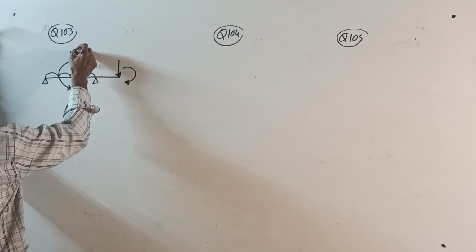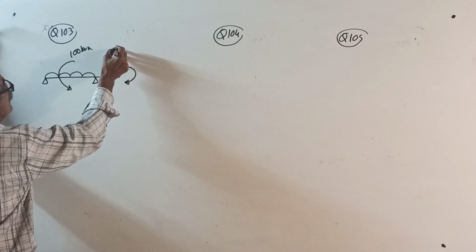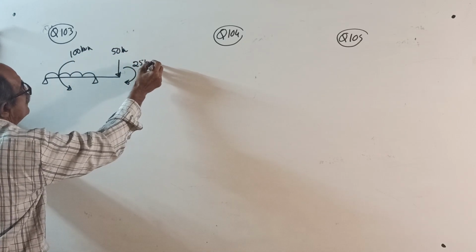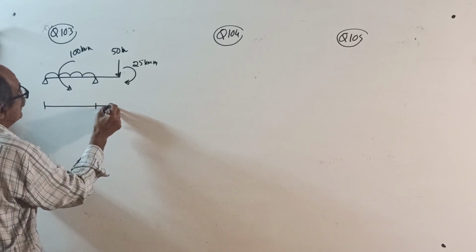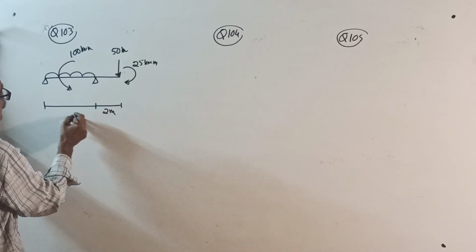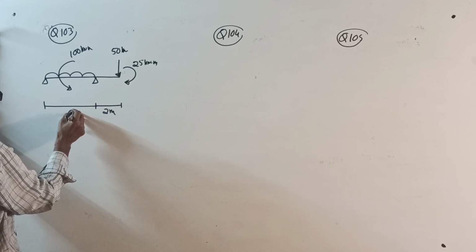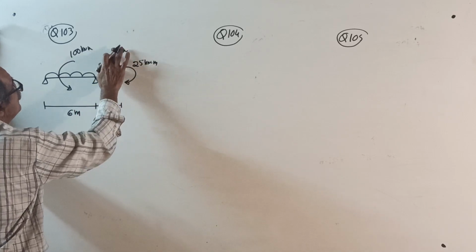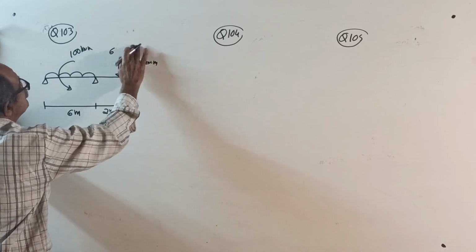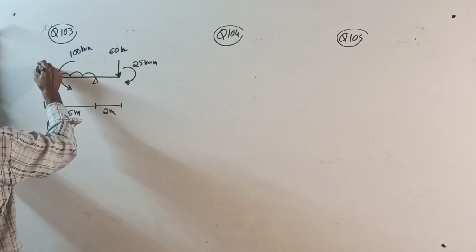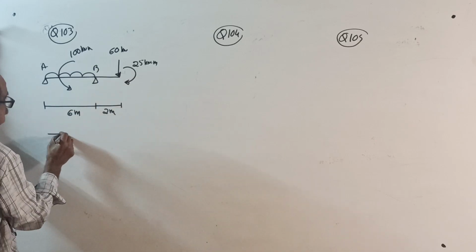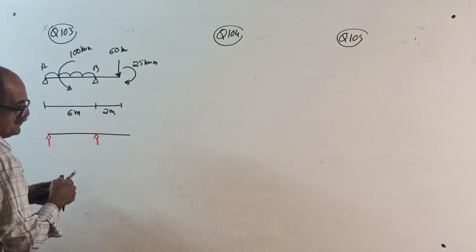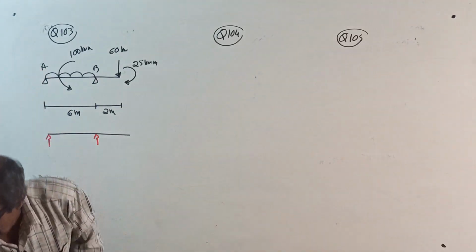100 kilonewton meter, 50 kilonewton, and 25 kilonewton meter. 2 meter and 6 meter. 6 means it will become 75, okay. Into 50, make it 60 kilonewton, so that decimals are avoided. 60 kilonewton, okay. I just avoid decimals. I don't like the decimals, 0.333, 0.667 like that. But when you solve a question, you have no choice.